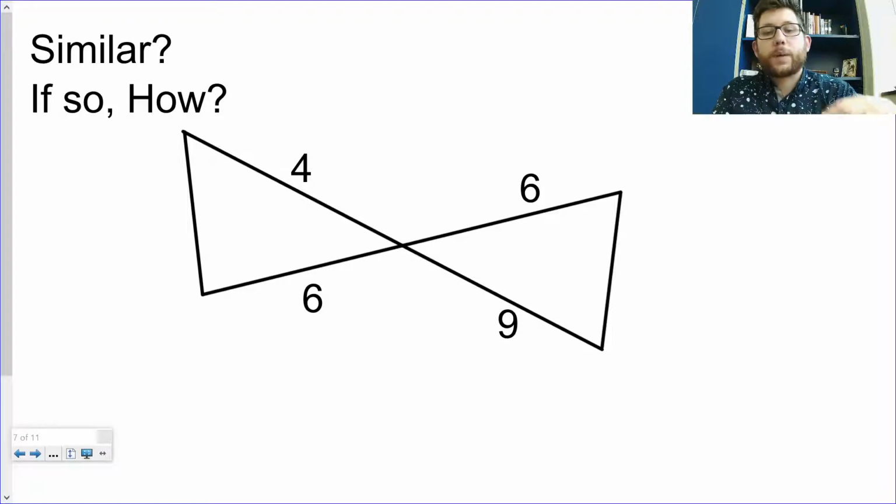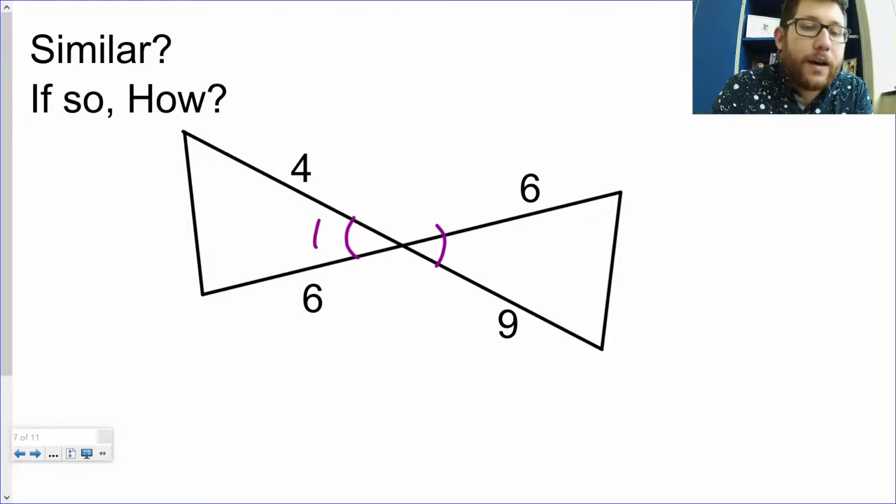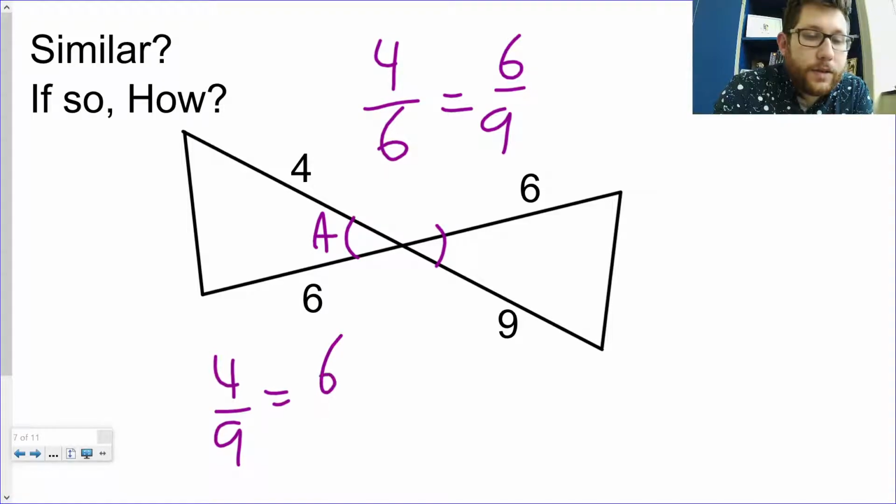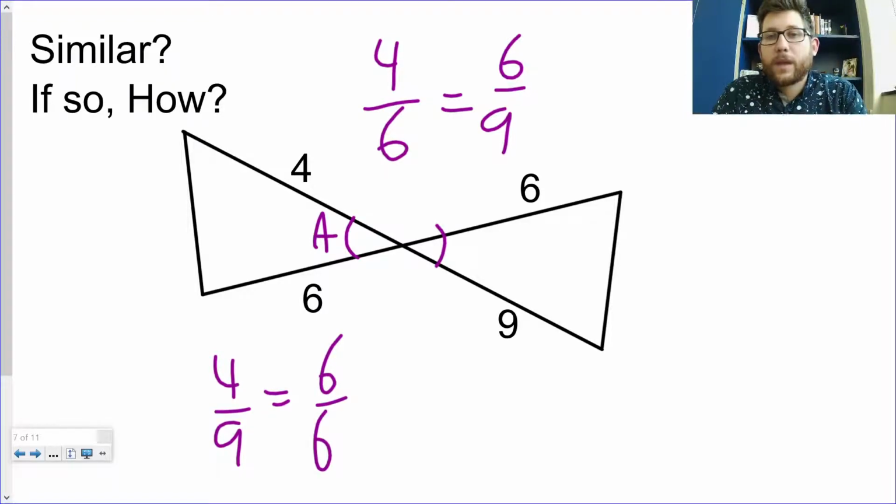So let's check this one. Okay, notice there's no letters, there's no similarity statement. I do know I have that vertical angle, right? So I know I've got an angle. Now let's check our sides. Now here's the question. Do I set it up like this? 4/6 is equal to 6/9. Or do I set it up like this? 4/9 is equal to 6/6.